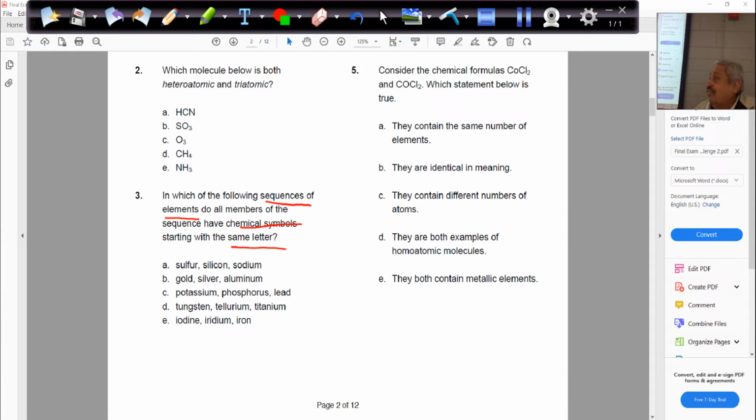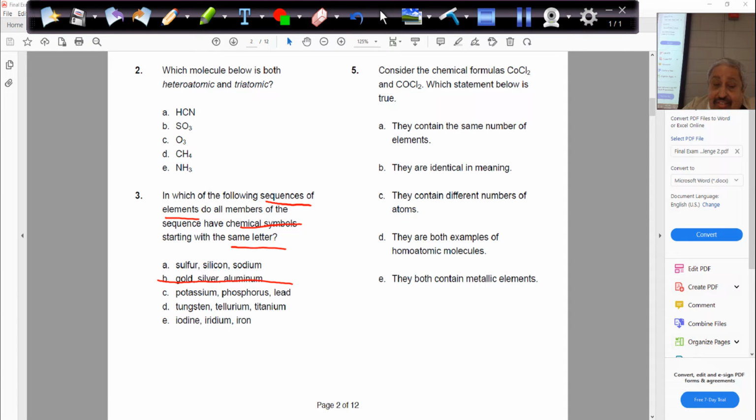So we have sulfur, silicon, and sodium. All of them start with S. Gold, silver, and aluminum, we can eliminate this. This is out. Why? Because they don't start with the same letter. So we'll leave the one with S.